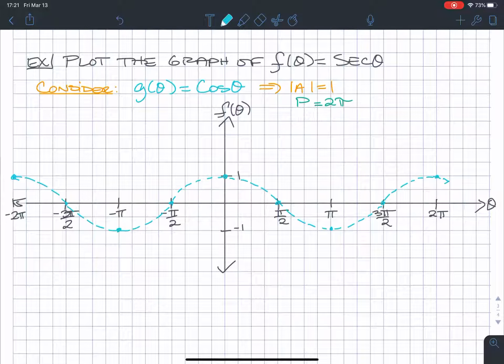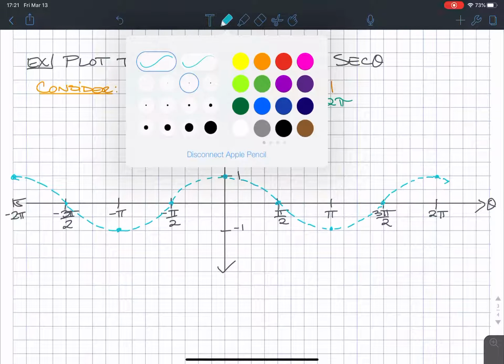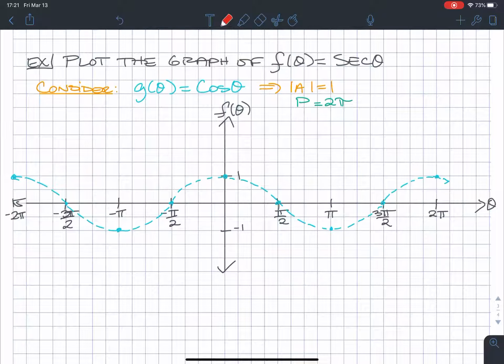Okay, and much like with cosecant, thou shalt not divide by 0. Let's do it. So wherever cosine goes through 0, I know that the reciprocal function secant will have a vertical asymptote. Thou shalt not divide by 0.